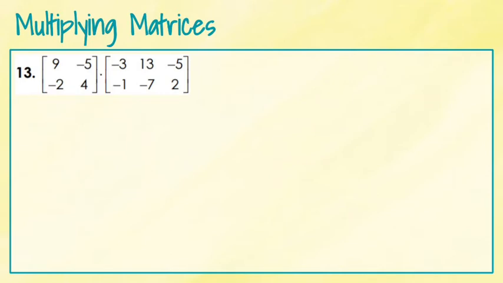Okay, another example, number 13. This is a 2 by 2 matrix times a 2 by 3 matrix. The middle two numbers are the same, so we can multiply this to get a 2 by 3 matrix. So it's going to be 2 rows, 3 columns. So to get row 1, column 1, we multiply row 1 by column 1. So 9 times negative 3 is negative 27. Negative 5 times negative 1 is positive 5.